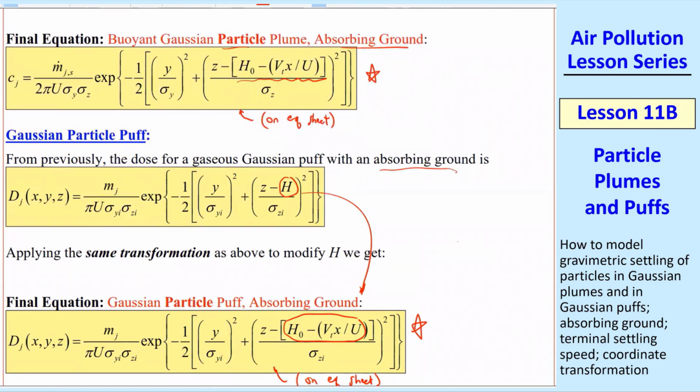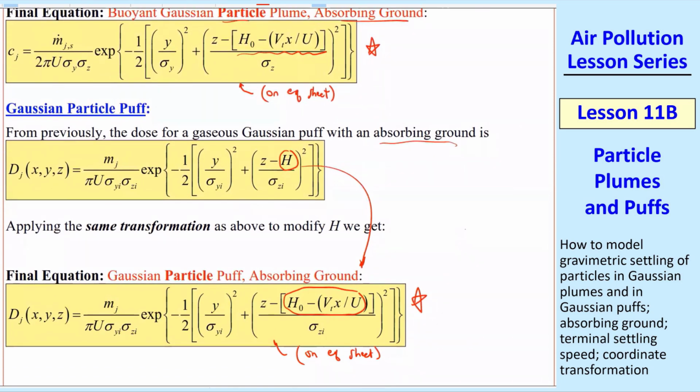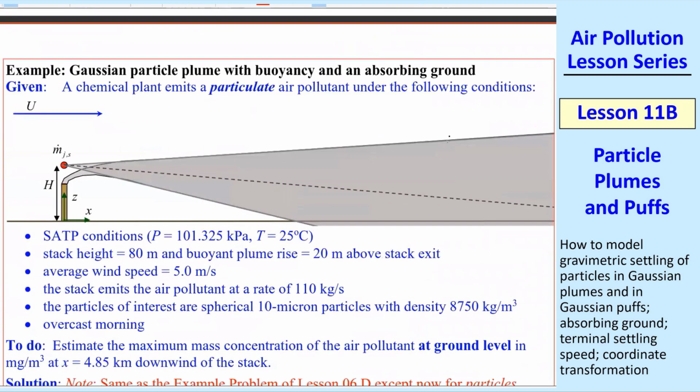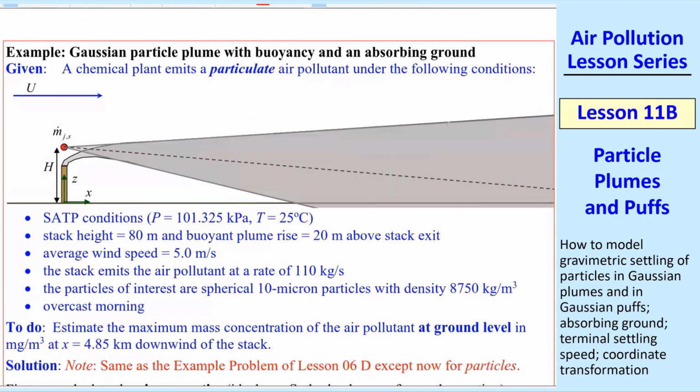Well, since you've already done Gaussian plumes with gases and you've done Gaussian puffs with gases, you can easily do now Gaussian plumes and puffs with particles. What you need to do, though, is find this VT. So we're combining stuff that we've been learning recently about particle settling with the stuff we've learned a couple weeks ago with Gaussian plumes. Here's an example. I picked a particle plume instead of a puff. I could just as easily have picked a puff.